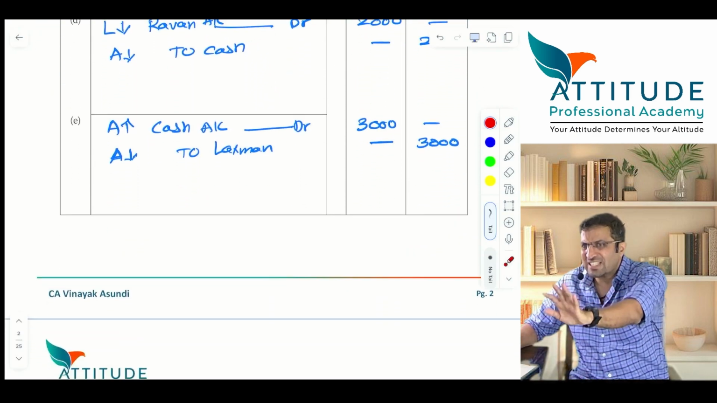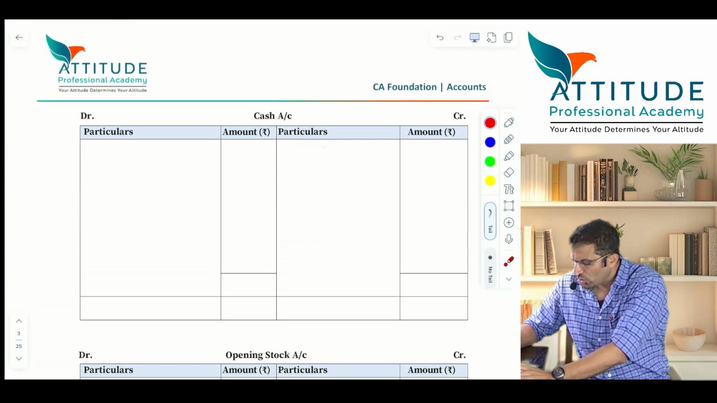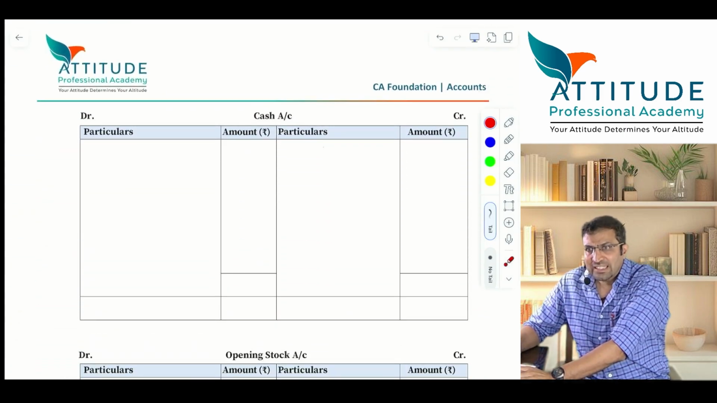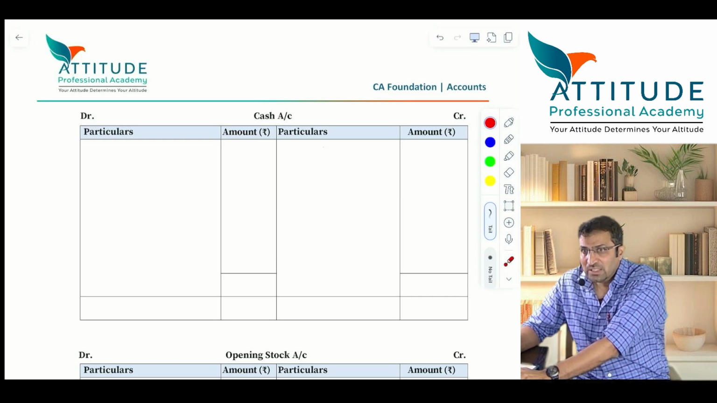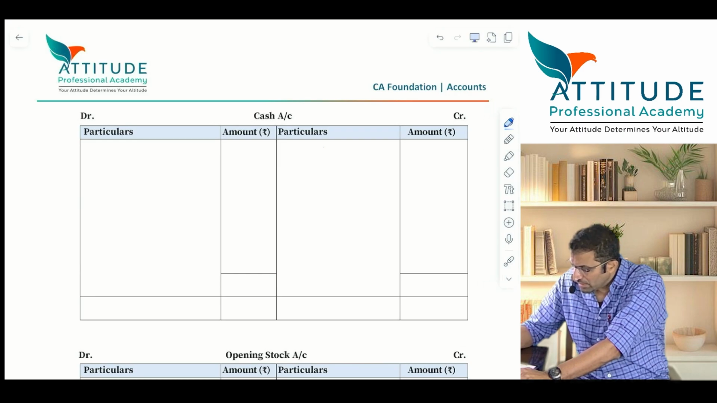Second year students, first year students can answer. Cash account. Should I go there? How much should I write in cash account? What should I write here? Very good. I should write 2 capital.